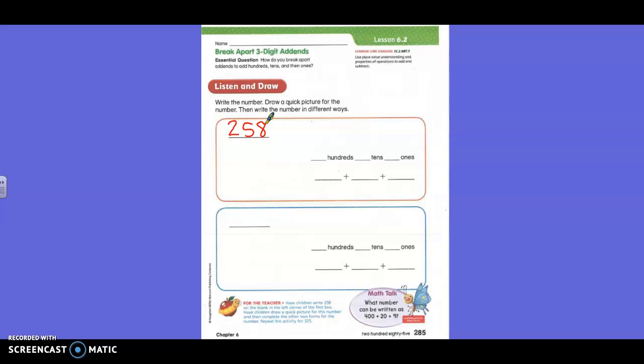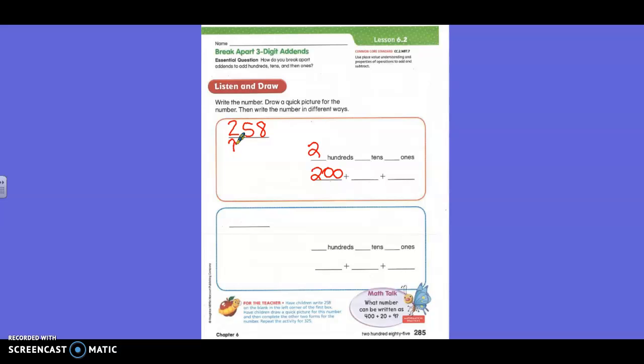Okay, what is the value of the hundreds digit in 258? Gander? 2. Well, 2 is the number in the hundreds place, but what does that mean? 200. Right, there's 2 hundreds. So 2 hundreds means 200, right? 2 in the hundreds place means that there are 200. Got that, Grayson?